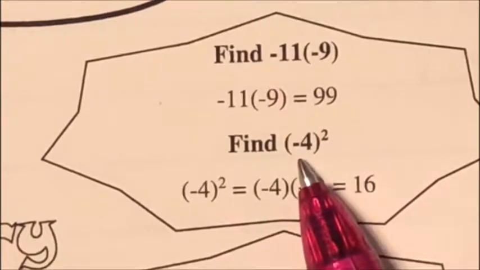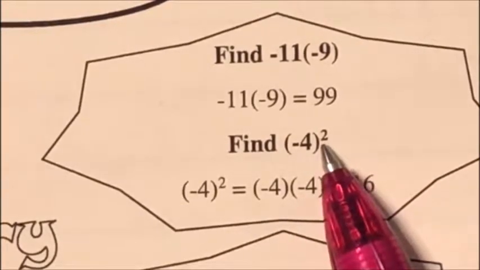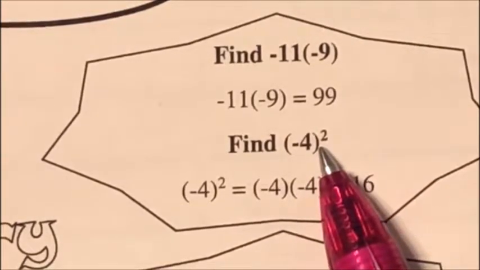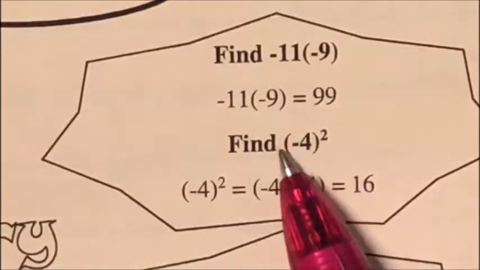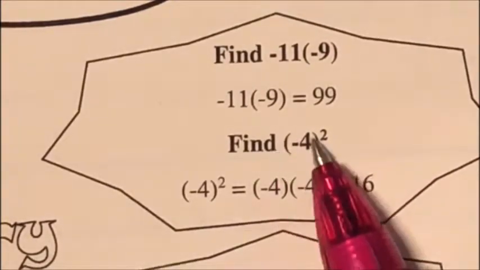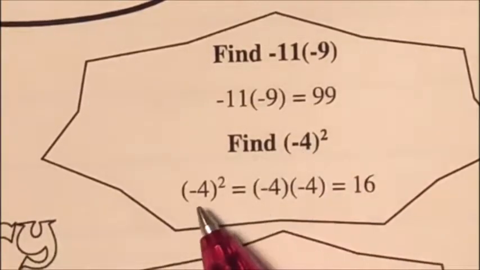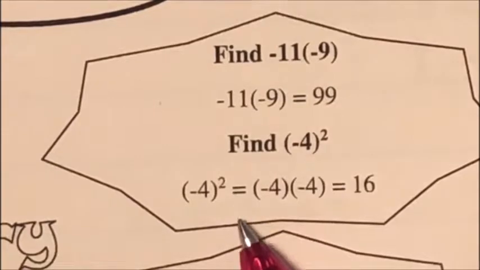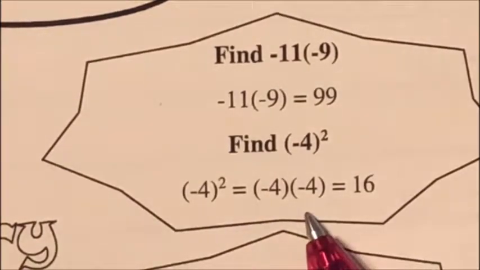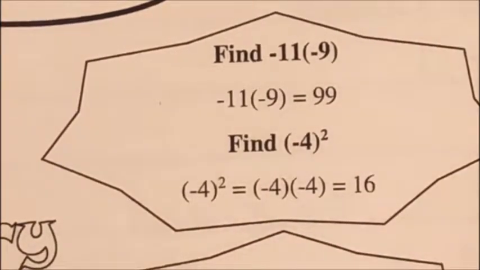And then I have negative 4 squared. Now remember, when I'm squaring something, this is telling me that I'm taking the negative 4, my base, and multiplying it by itself 2 times. So negative 4 squared is really like saying negative 4 times negative 4, which gives me a positive 16.